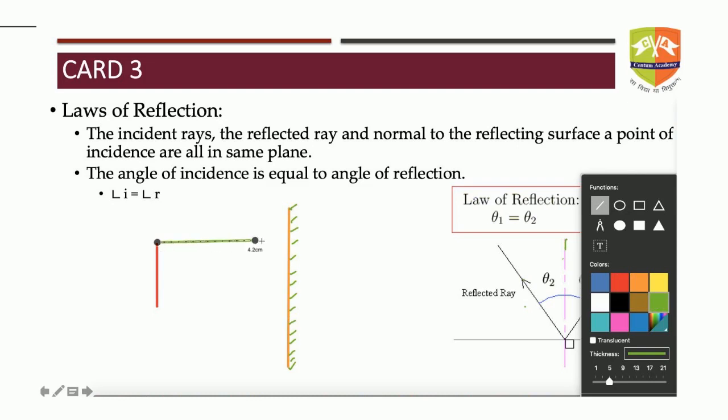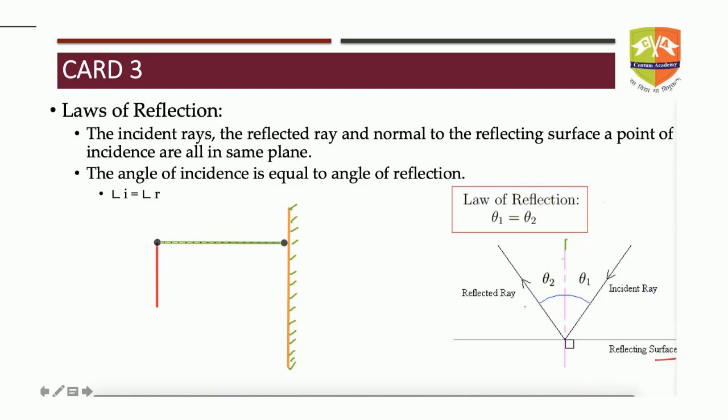And here it passes from one medium to another. So this is about reflection, refraction, and absorption of light when it falls on any particular object.